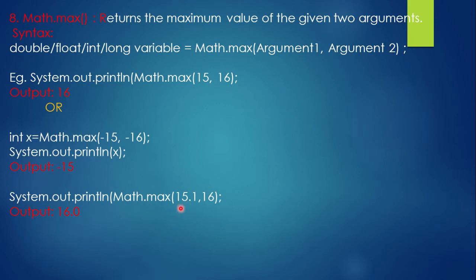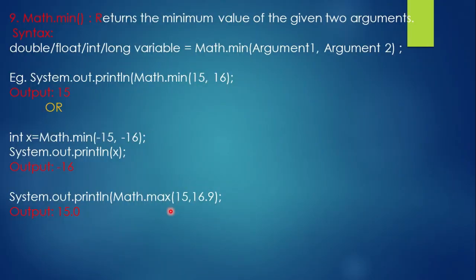Because one argument is double type, the other one will also be automatically converted to double. That's why your answer comes as 16.0. So remember, if you give one argument in double type, the other one will also be automatically converted to double. Then you will get the answer like this. So this is very important. Please note this.